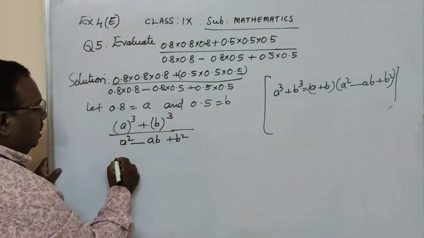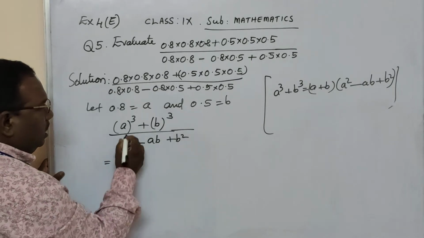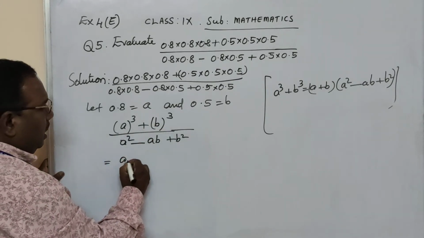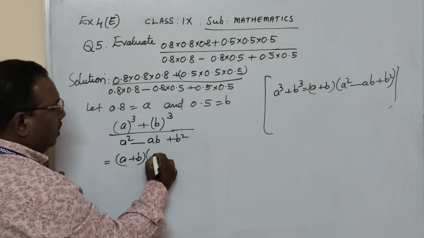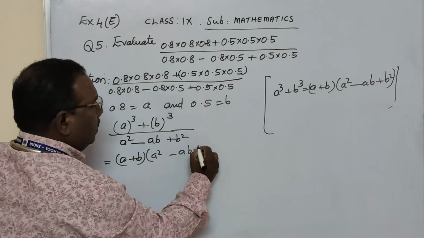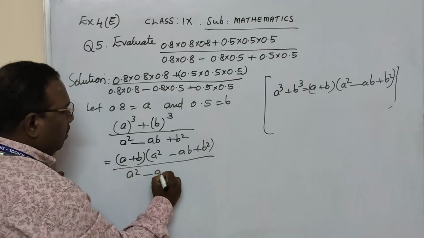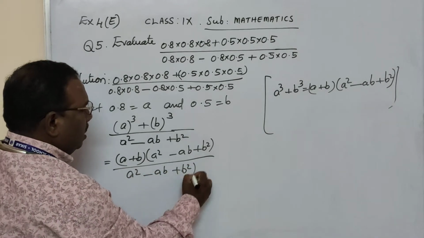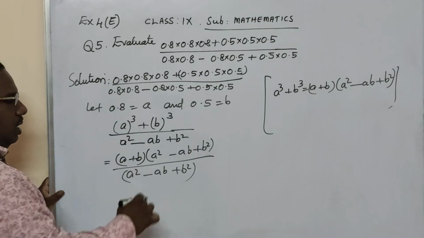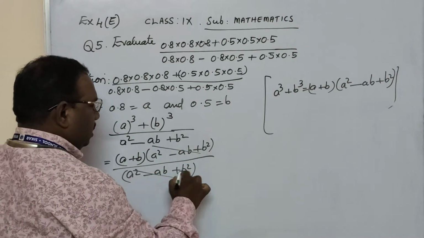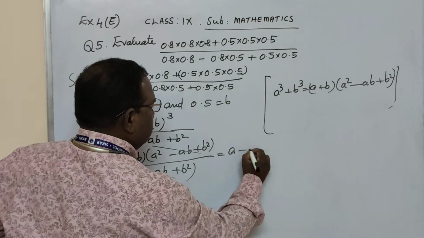So, we can write here, this A cube plus B cube, we can write it A plus B into A square minus AB plus B square, all divided by same denominator, A square minus AB plus B square. After writing this much, cancel this part. Finally, we are getting A plus B.